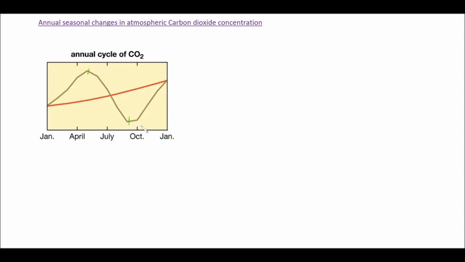During autumn and winter, which is somewhere starting in September, October time frame, the level of carbon dioxide rises again as the plants and leaves die off and decay, releasing the carbon dioxide back into the atmosphere. So this is why you see the curve like this in the Keeling curve.